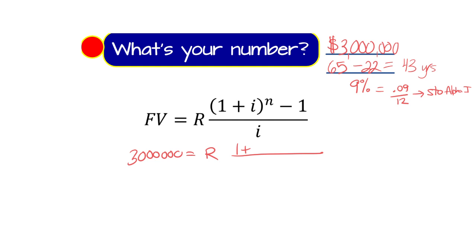Okie doke. So back to this. So 1 plus, and whatever that was, it actually comes out nicer than the 10 does, surprisingly, but that's okay. And now N is my number of payments I'm going to put into this. So that's 43 years times 12. So that's 516 payments I'm going to make. All right. And then minus 1 all over I.